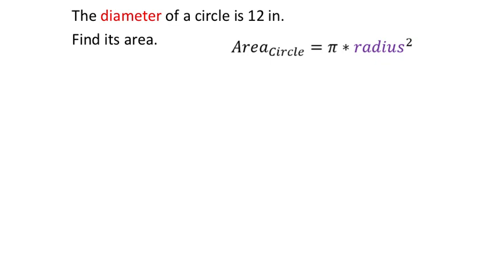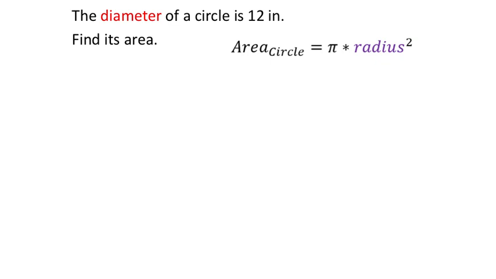So this example here, it says the diameter of a circle is 12. It's the same circle that we've seen before, but now I cannot just substitute the diameter in for the radius squared because it's not radius times 2. It's radius to the power of 2, which is different.